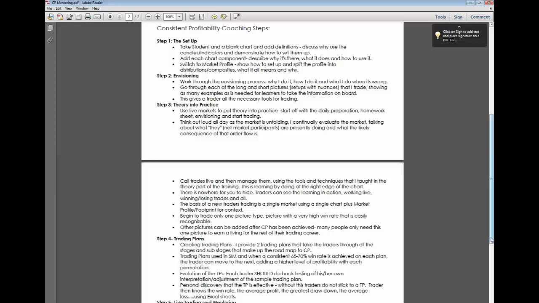The important thing here is the repetition. Being able to consistently perform all of these while standing on your head will get you to consistent profitability.